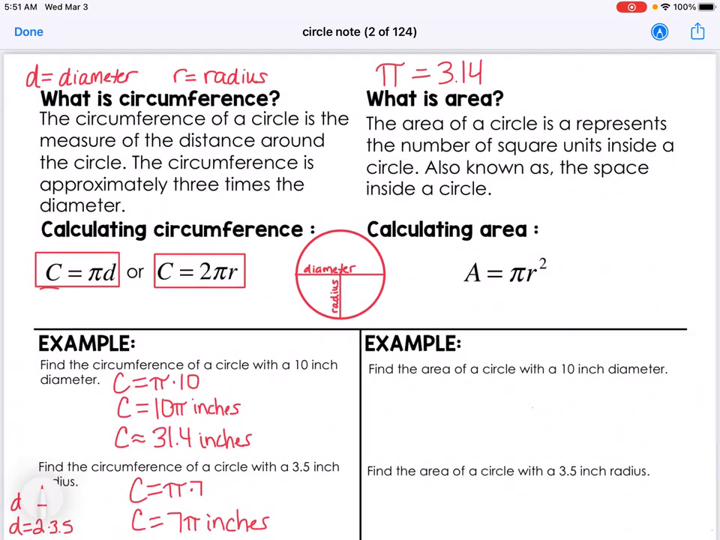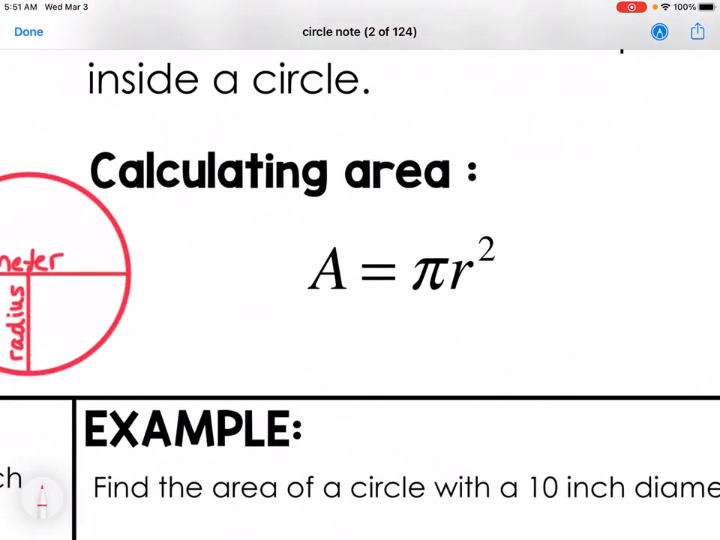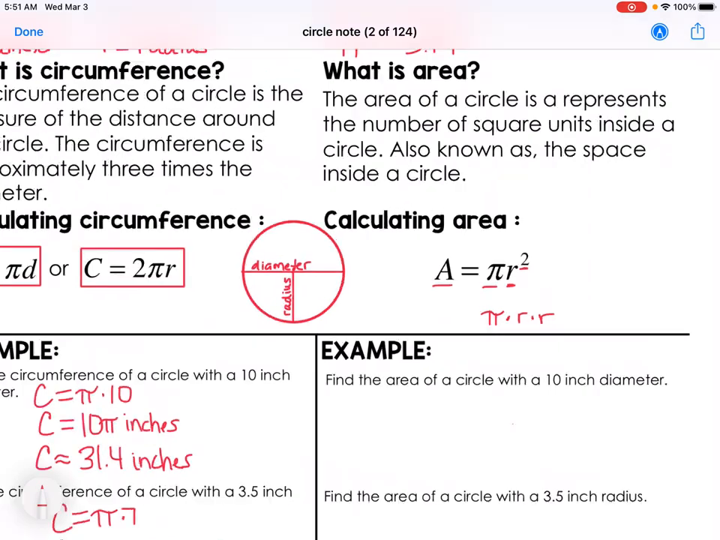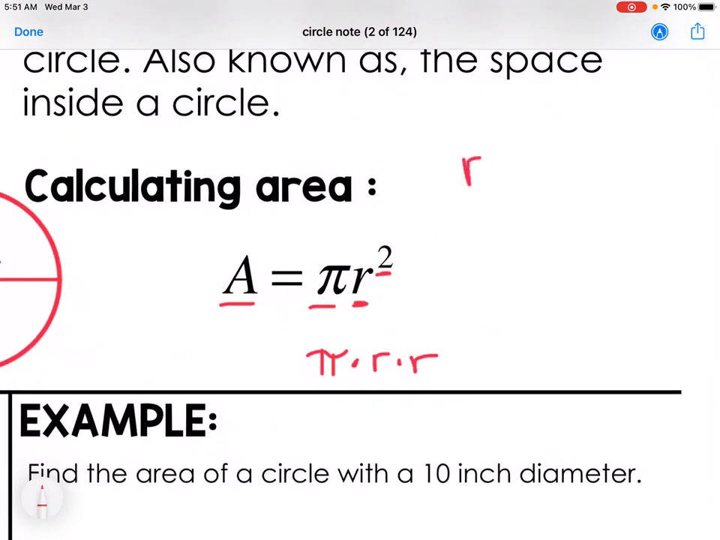Okay, for area, so the area is just your square units inside the circle, and the formula for that tells us that our area is equal to pi times the radius squared. So pi times the radius times radius. So if we're only given a diameter, we know that the radius is equal to the diameter divided by 2. Or you could write that as 1/2 of the diameter.